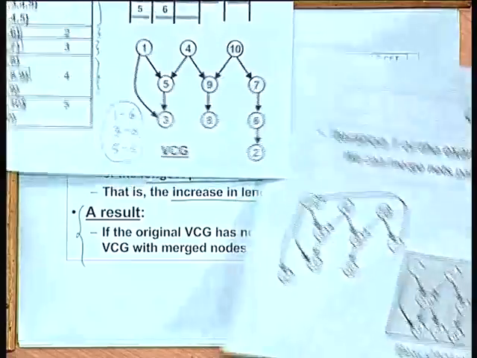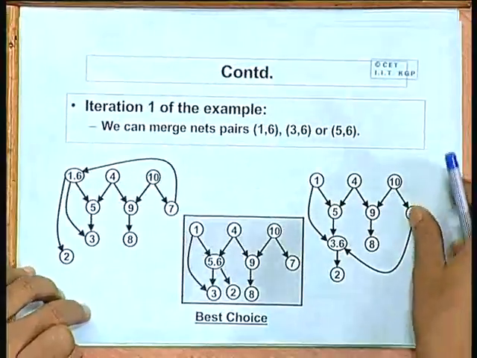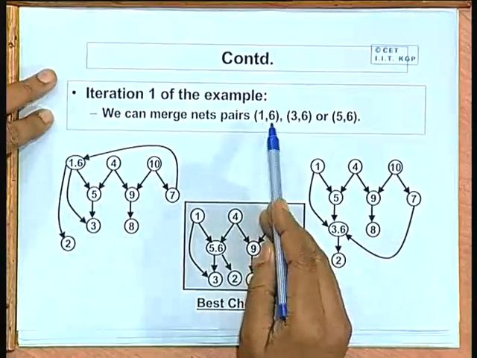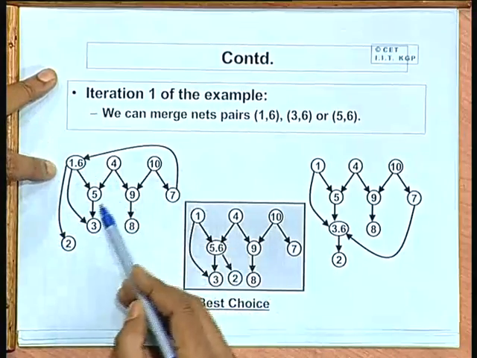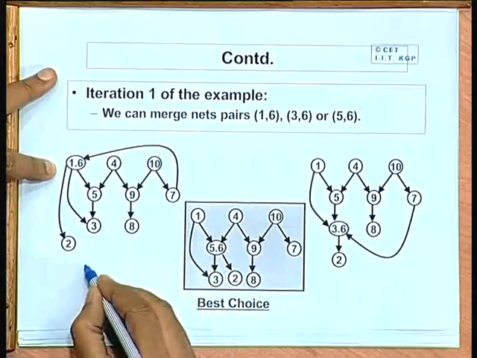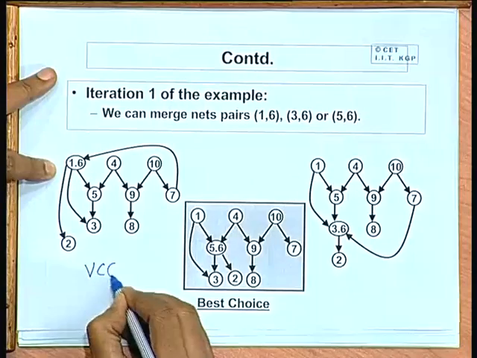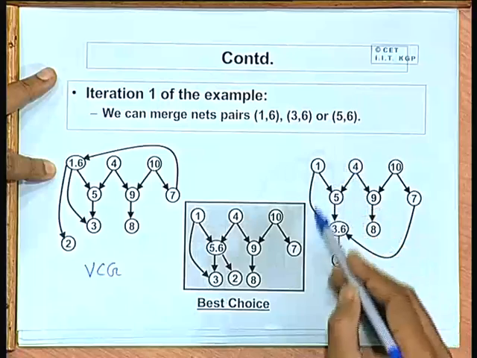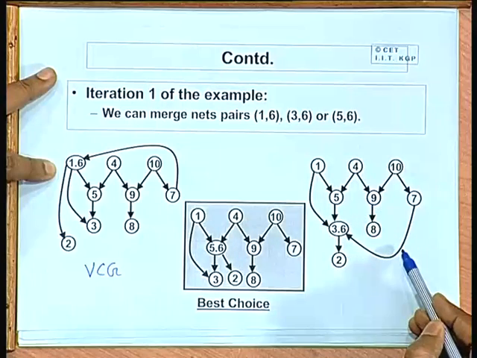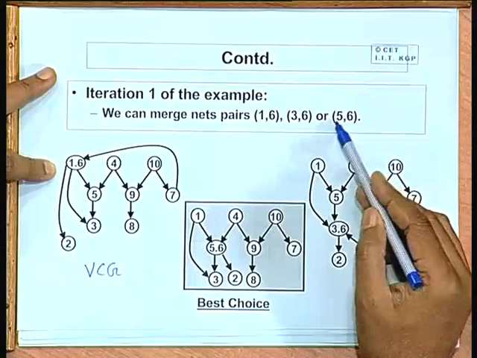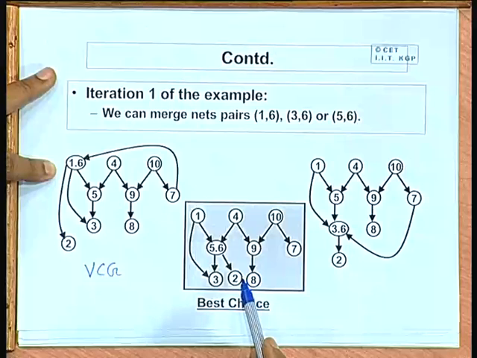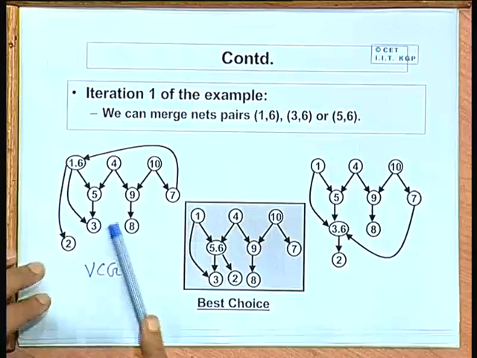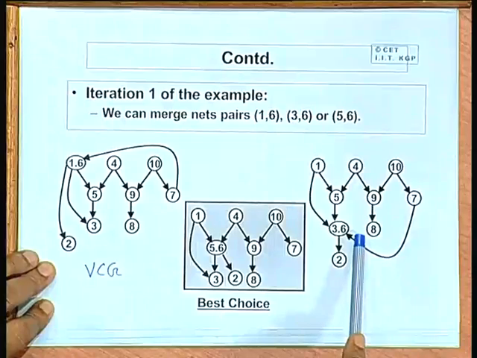So, in this slide I am showing all the three possibilities. If you merge 1 and 6, this is the resultant VCG. These are all VCGs. If you merge 3 and 6, this is the resultant VCG, and if you combine 5 and 6, this is the result. Now you have to take a decision out of these 3 which is the best.